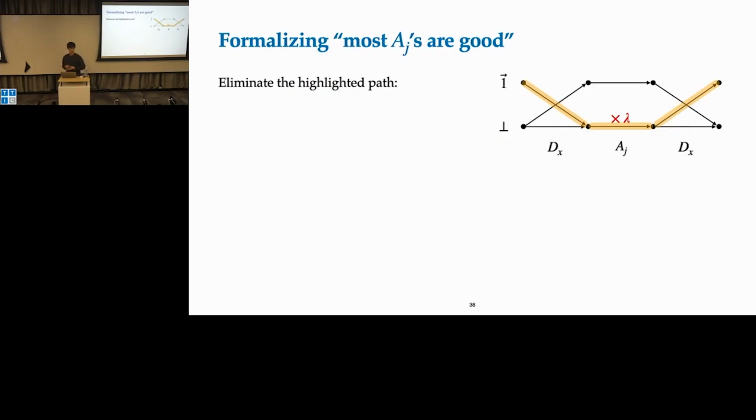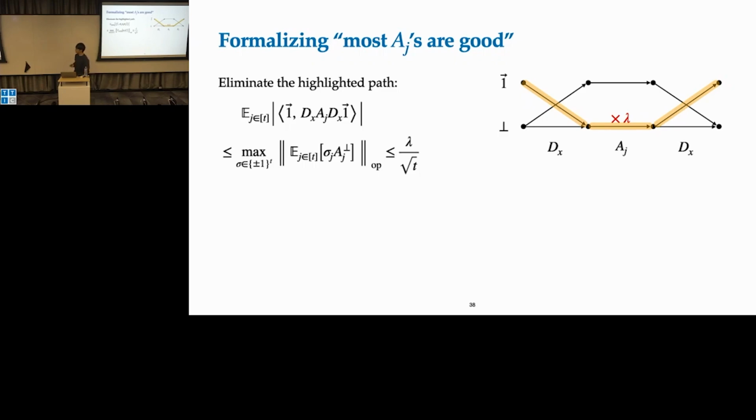Okay, so now let's get back to eliminating this path. This is the quantity we would like to bound. And we already saw that this can be bounded by this sign operator norm. And in particular, using the O'Donnell-Wu result, we know that this is at most lambda over root t, which beats the naive bound by a root t factor. And because we can choose t to be a lot larger than d, then this is much smaller than the naive bound. Okay, any questions?